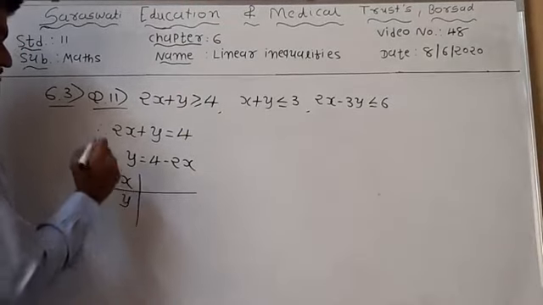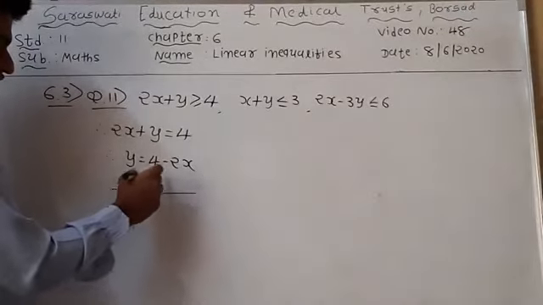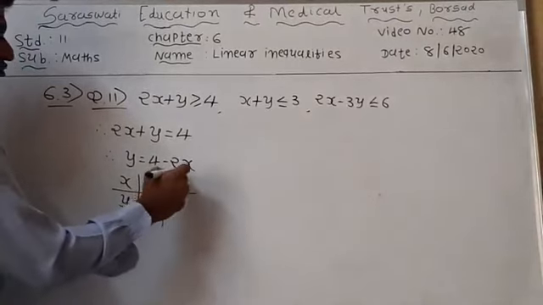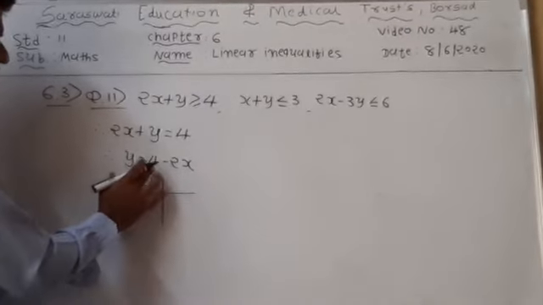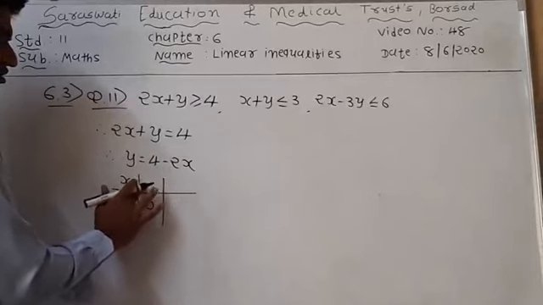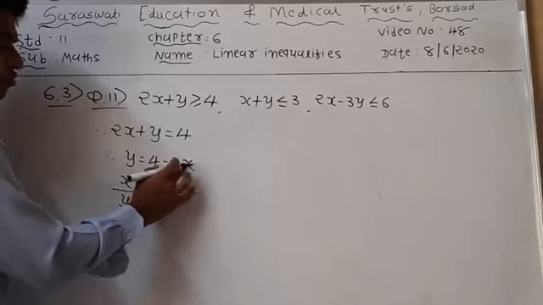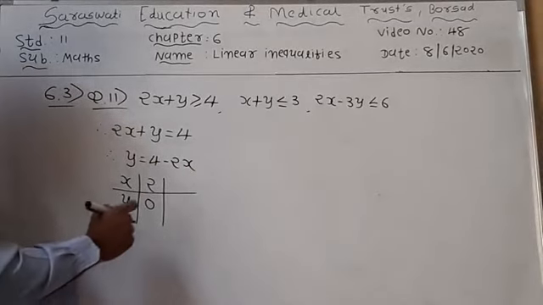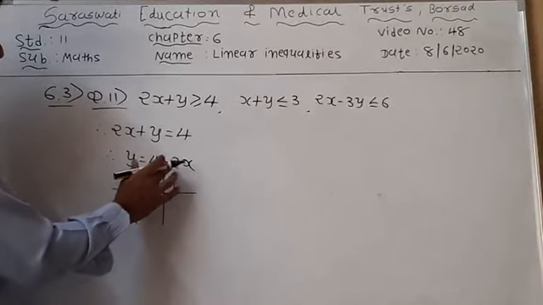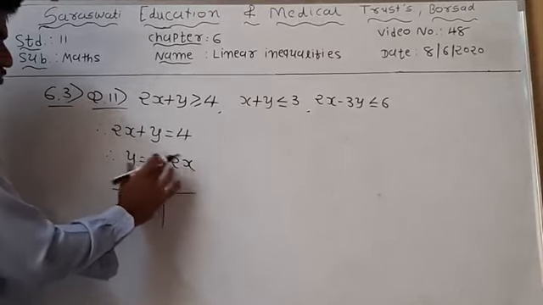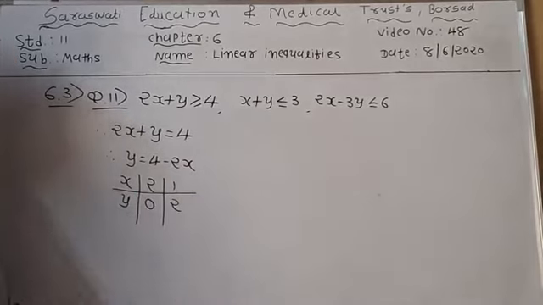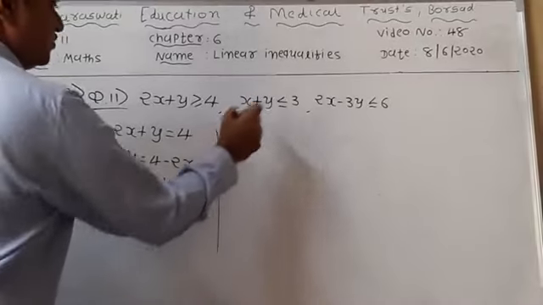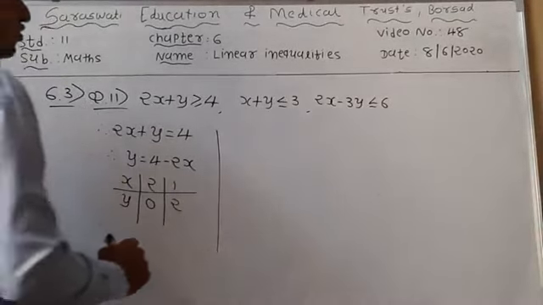Now here, for x and y: in place of x, write 0, then y is 4. In place of x, consider 2: 2 times 2 is 4, 4 minus 4, that means y is 0. In place of x, suppose 1: 2 times 1 is 2, 4 minus 2, that means y is 2.